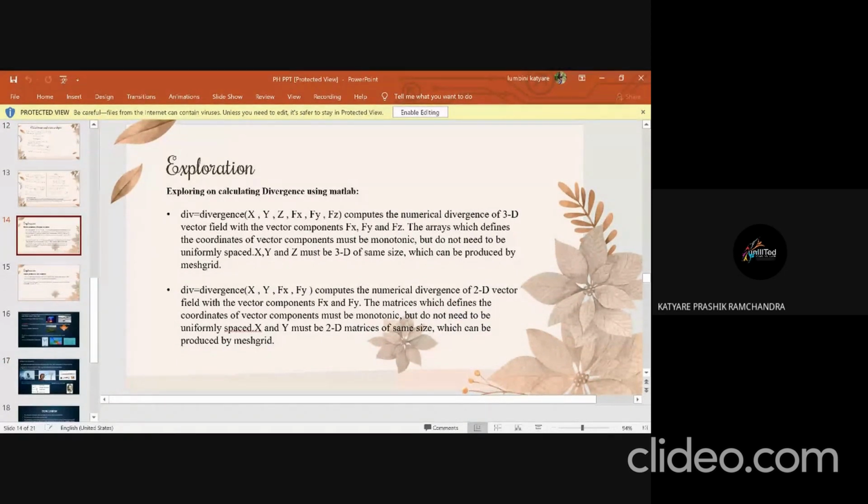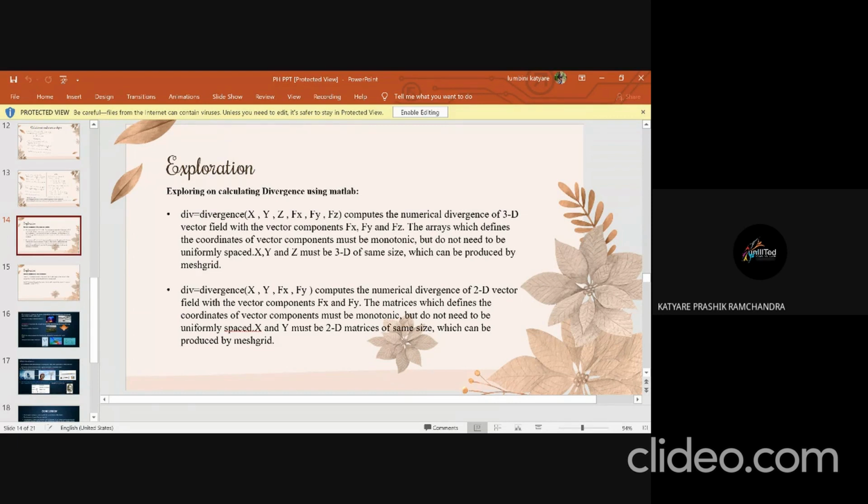Hello, this is Prashik, and here we are going through the exploration part, exploring calculating divergence using MATLAB. For calculating the numerical divergence of a 3D vector field, we use div equals divergence(x, y, z, fx, fy, fz), where x, y, z are the coordinates of the vector field and fx, fy and fz are the vector components.